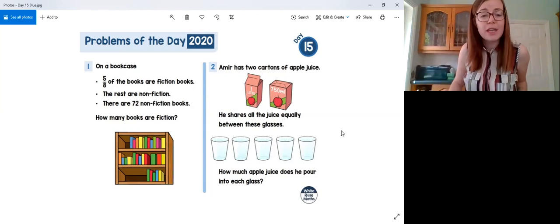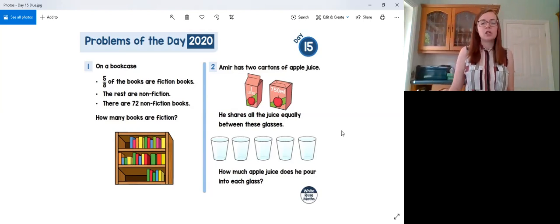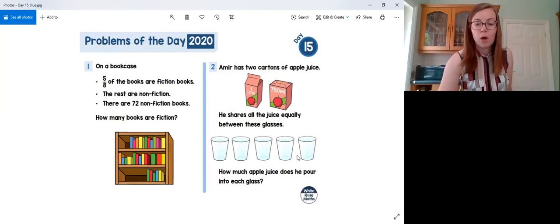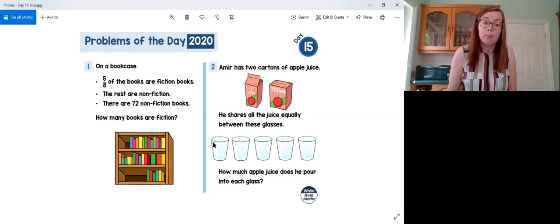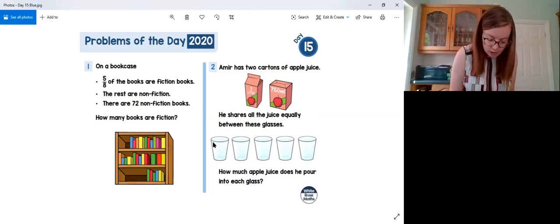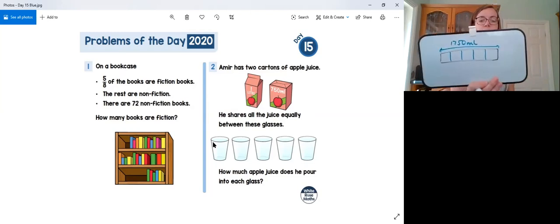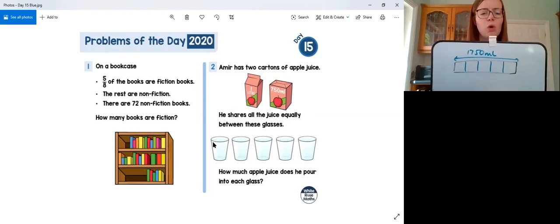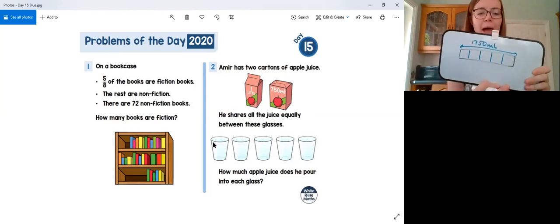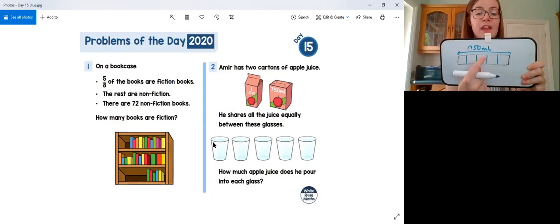Amir shares that juice equally between these glasses. So let's look at the picture to see how many glasses we have. We have 1, 2, 3, 4, 5. So I am going to split my bar into 5 equal pieces. 1, 2, 3, 4, 5. There we go.